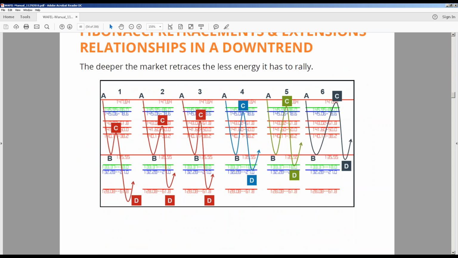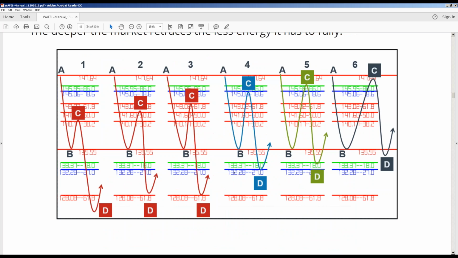The deeper the market retraces, the less energy it has to rally. So there we have a down AB boundary. The market retraced to the 382. It's got a lot of energy to actually rally towards the 1.618. Also, if the market should retrace to the 50 retracement level, the D extension will be the 1.618. And if the market should retrace to the 618, then the D extension will be the 1.618.